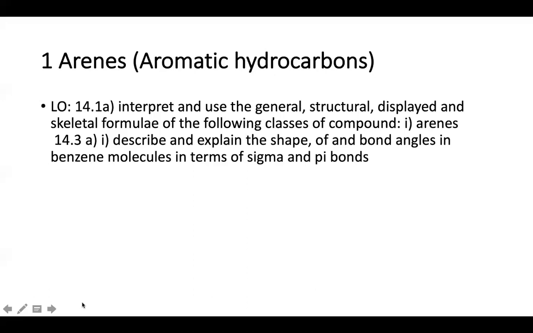The learning objective that we are going to cover just today, okay, is the general structural, display, and skeletal formula of arenes or benzene. And then we will describe and explain the shape of and bond angles in benzene molecules in terms of sigma and pi bonds. So this will require you to recall your AS knowledge on sigma and pi bonding, on orbitals, hybridization, that we will look at later on during this lesson.